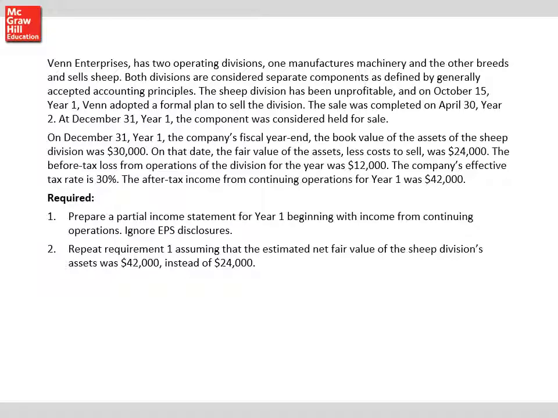On December 31st, year one, the company's fiscal year end, the book value of the assets of the sheep division was $30,000. On that date, the fair value less cost to sell was $24,000. The before tax loss from operations of the division for year one was $12,000. The company's effective tax rate is 30%. The after-tax income from continuing operations for year one was $42,000. So let's prepare a partial income statement for year one, beginning with income from continuing operations. And then we'll do it again, assuming a different fair value on the sheep division.